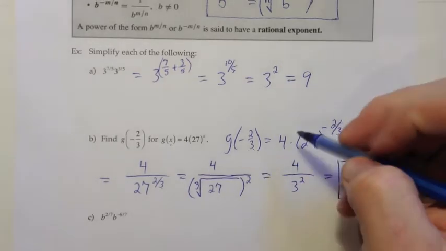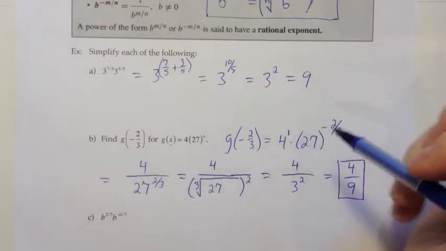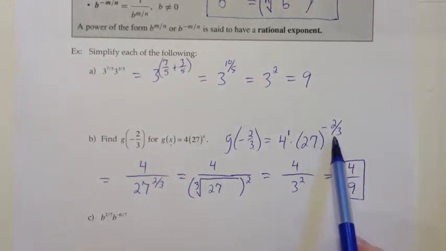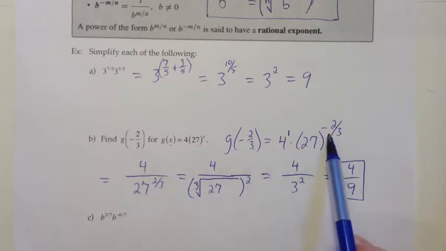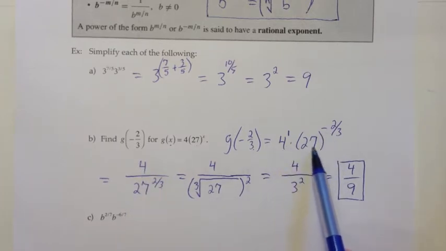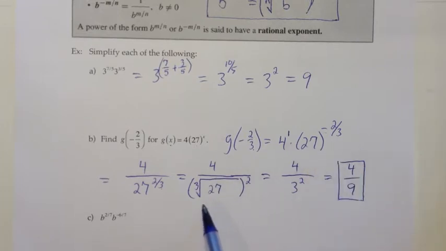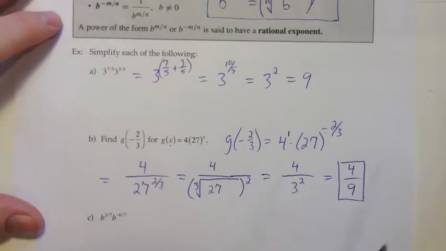The 4 out front has its own exponent of 1, and so when I got rid of this negative and pushed it down to the denominator, the 4 stayed up top because that negative exponent did not apply to the 4, only to the 27. And then secondly, once I get it to this point, the denominator is the type of root, the numerator stays as a regular exponent or power. Alright, let's try a couple more.